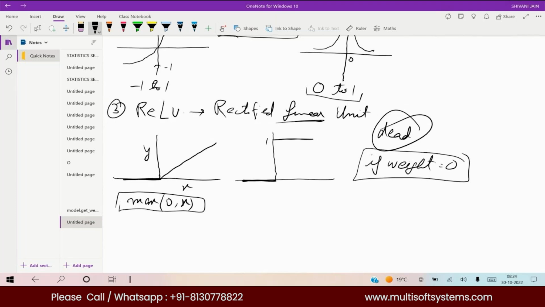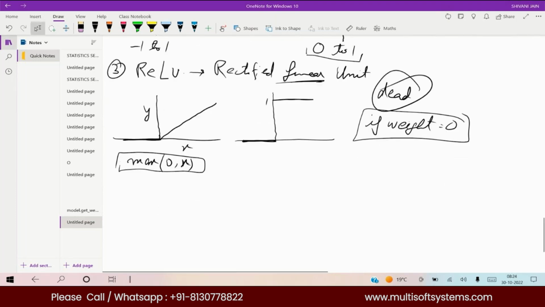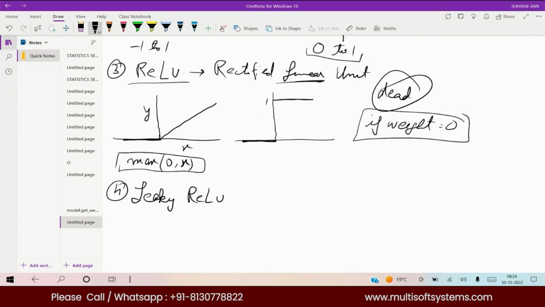Now to overcome this dead neuron problem, scientists again scratched their head and came up with another activation function, which is leaky ReLU. You will be doing the same thing in your Jupyter notebook also. Firstly you will try to apply the ReLU activation function in your model. If you think your neurons are getting dead or they are not learning, then you will apply leaky ReLU in that case. It solves the dead neuron problem.